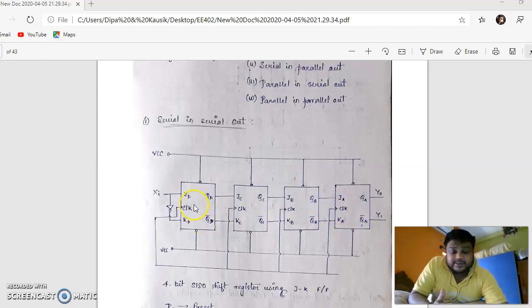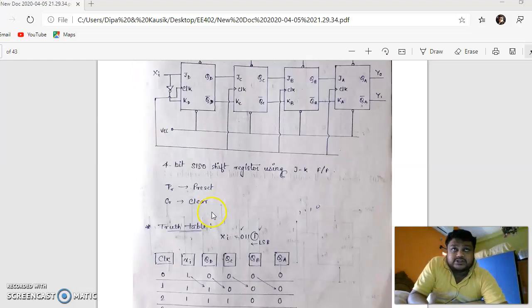So suppose we take an arbitrary 4-bit input like Xi equal to 0 1 1 1. So the MSB is 0 and the LSB is 1. When this input enters the circuit, we start with the LSB. So this is the truth table: clock pulse, Xi, QD, QC, QB, QA.